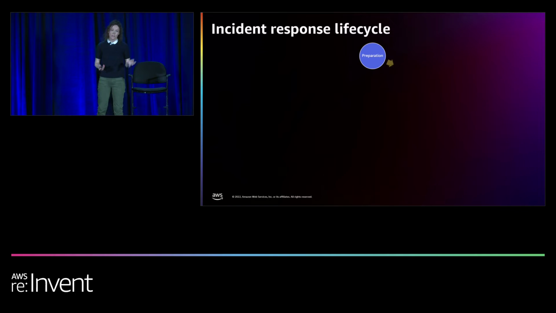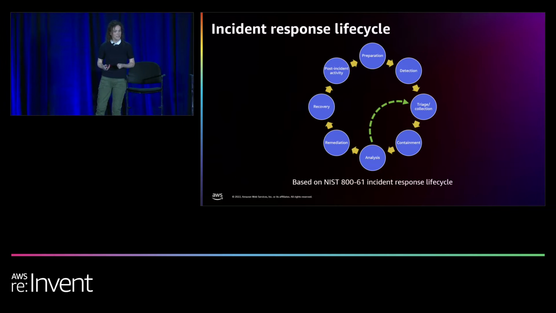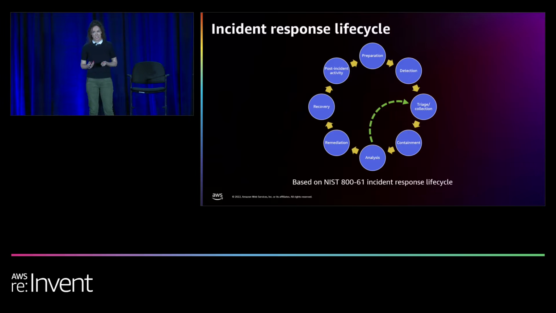Actually, what we're going to use today to guide our session is the NIST 800-61 lifecycle. You might be using a different one in your organization. That's fine. What we're trying to do is begin with technical capabilities, not begin with cloud-native services. What are the capabilities and the requirements you're trying to drive with those cloud-native services?